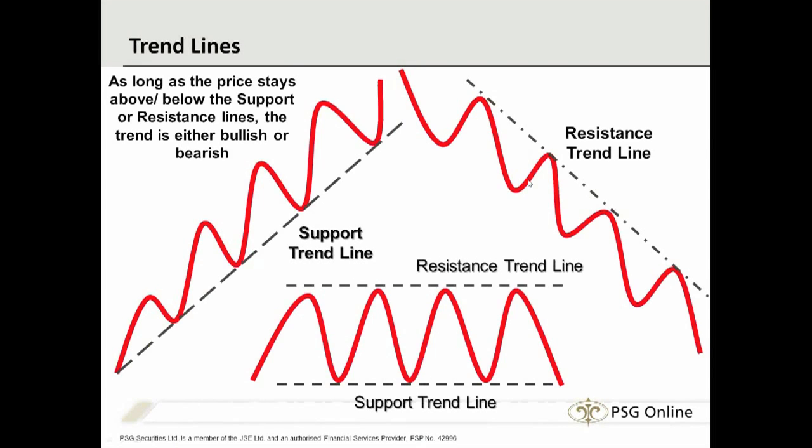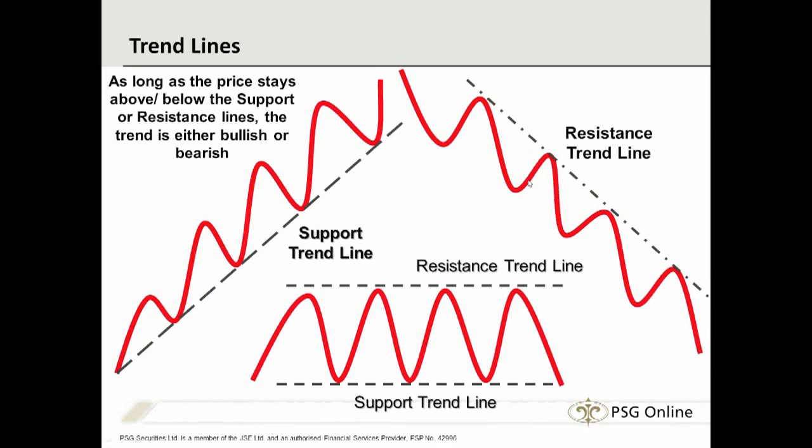So in a bull market, you connect the lows together, that's what we call a support trend line. In a bear market, we connect the highs or resistance levels. As long as the share price stays below that resistance trend line, the trend is down. So if you want to get into the market, you want a confirmation of change in trend. You want to see the share price break out and close above that trend line for you to confirm that the trend is changing.